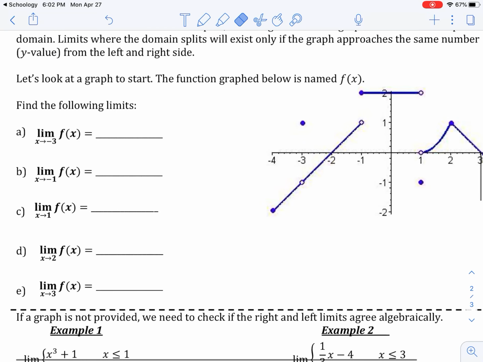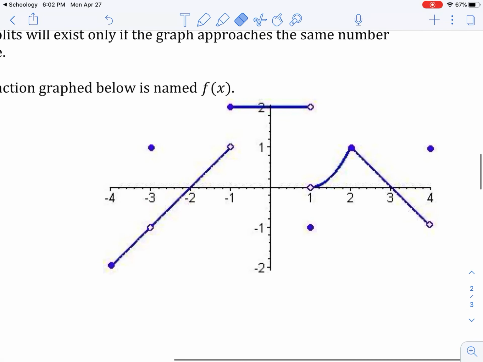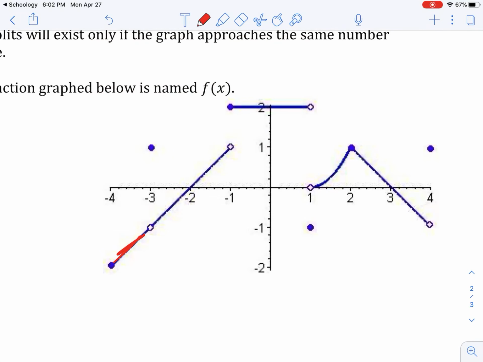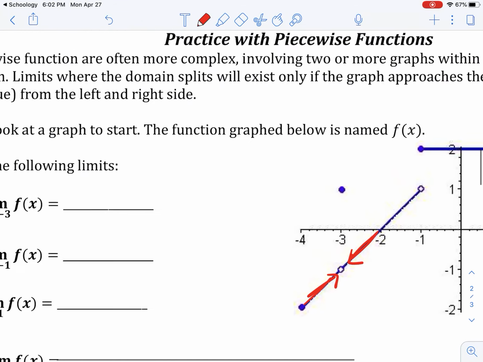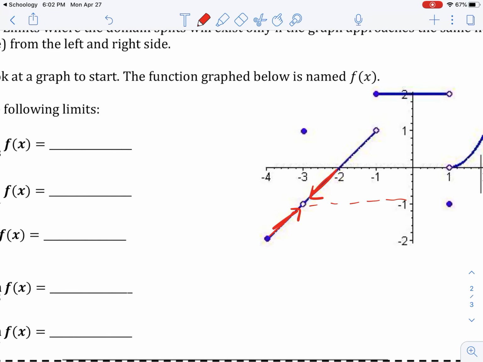All right, let's go ahead and do these. The limit as x approaches -3. So we're going to go to -3, and we're going to approach -3 from the left and from the right. I'm approaching the same y value, which is -1.